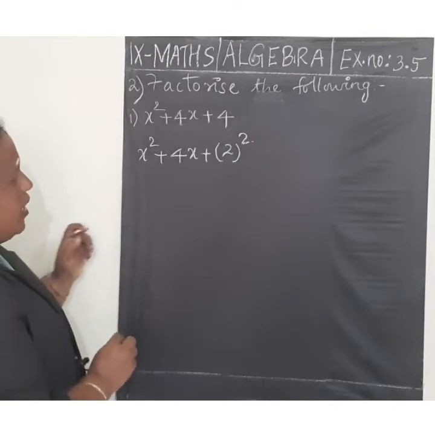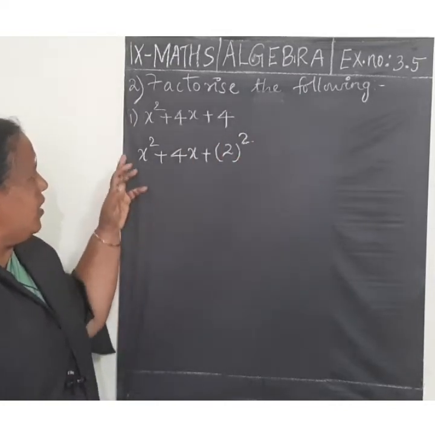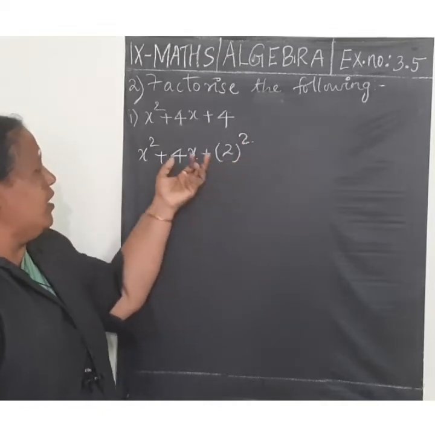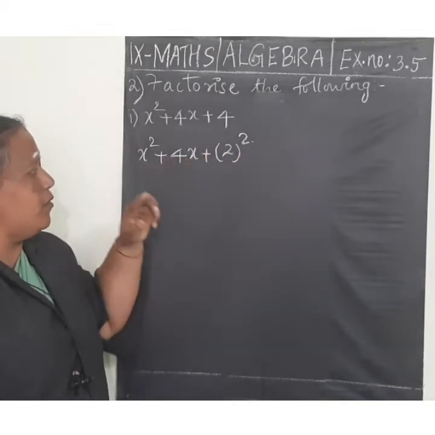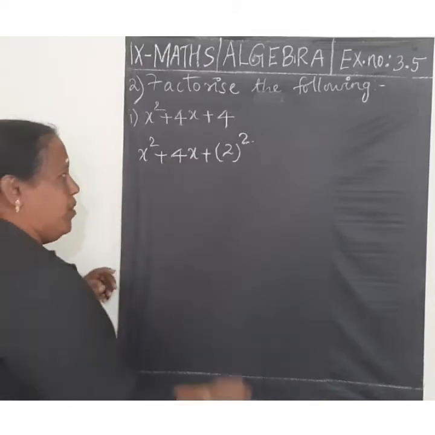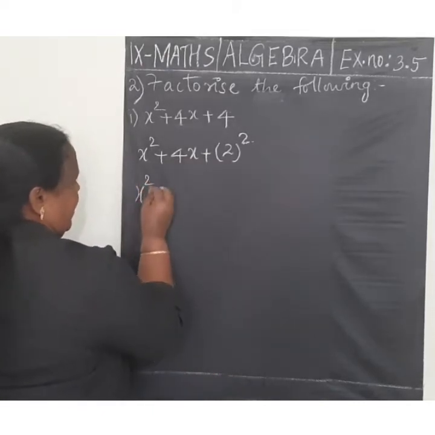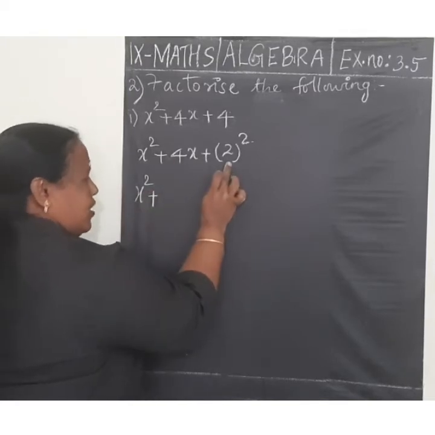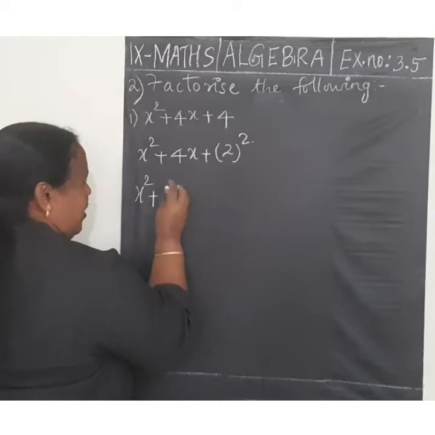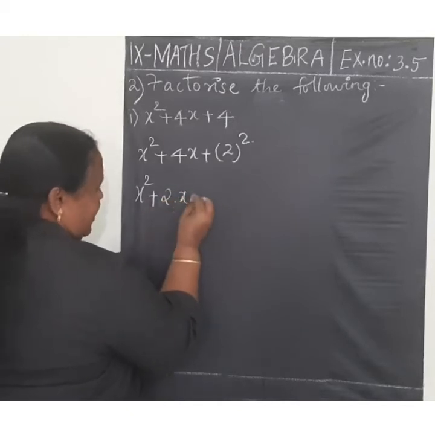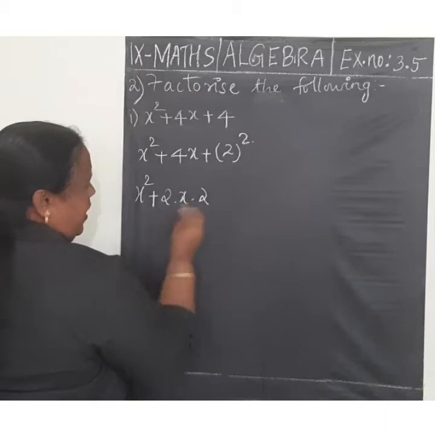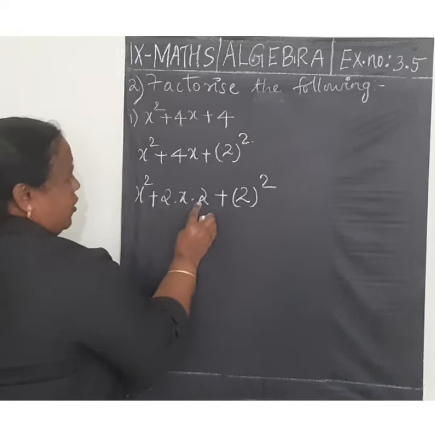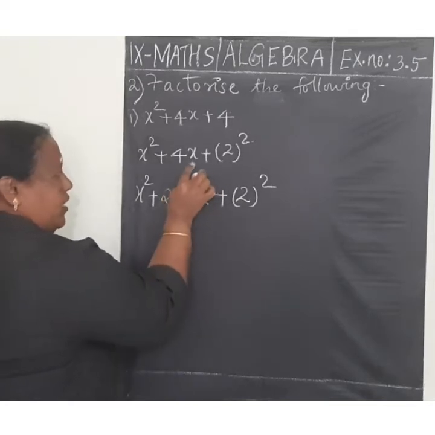Now it is in the form of a squared plus b squared. The 4x we have to split as 2ab. So x squared plus 2ab, where we have taken a as x and b as 2, so 2 into x into 2, plus 2 squared. Two 2s are 4, 4 into x gives 4x.